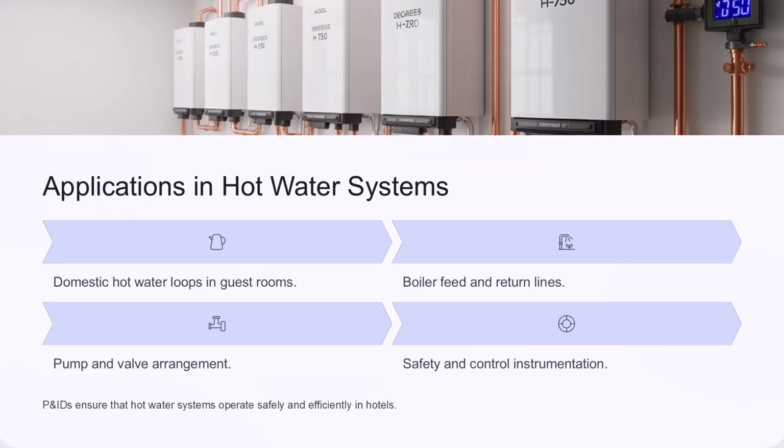Applications in hot water systems. Let's see how piping and instrumentation diagrams apply to hot water systems. P&IDs show domestic hot water loops reaching guest rooms. They represent boiler feed and return lines for heating. Pump and valve arrangements are displayed to maintain circulation. Safety valves and control instruments ensure that pressure and temperature remain within limits.